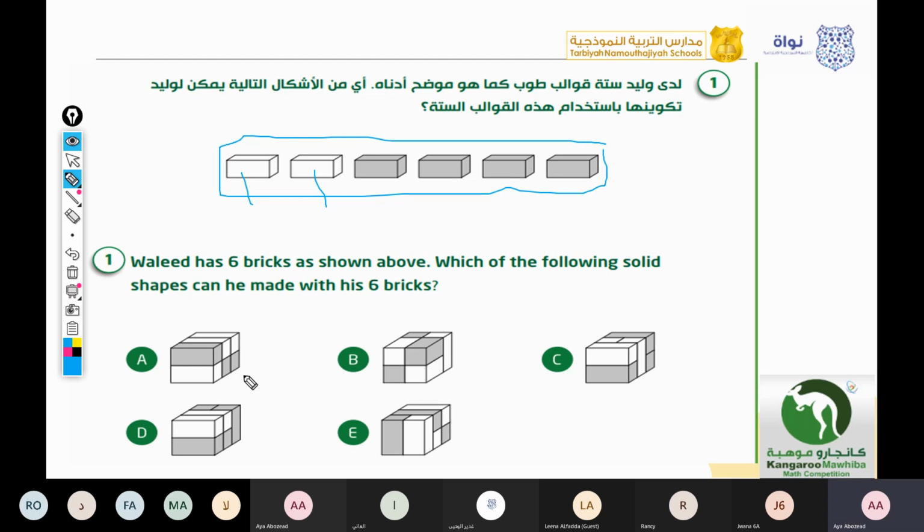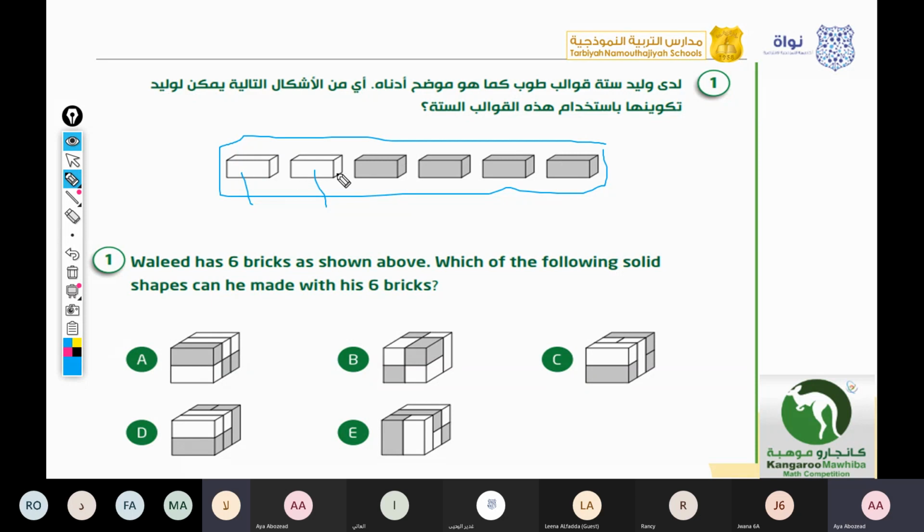Okay. Now, how can you think, Lena, about this question? Can you explain? Lena? Can I explain? Super, but we need Lena. Yes, teacher. What's your opinion about this question?